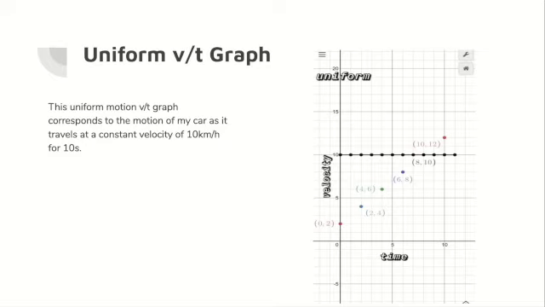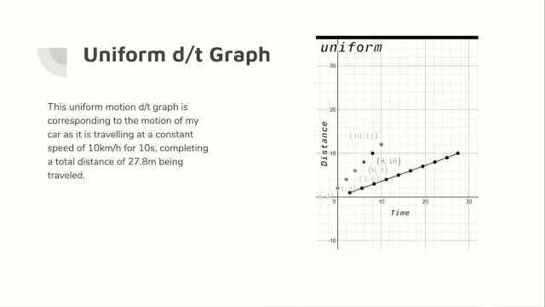This is my uniform vt graph, as the graph corresponds to the motion of my car as it travels at a constant velocity of 10 kilometers an hour for 10 seconds. This is my uniform dt graph, as the graph is corresponding to the motion of the car as it's traveling at a constant speed of 10 kilometers an hour for 10 seconds, completing a total distance of 27.8 meters being traveled.